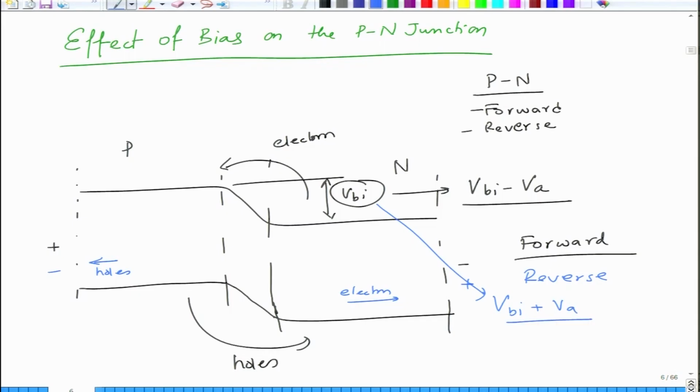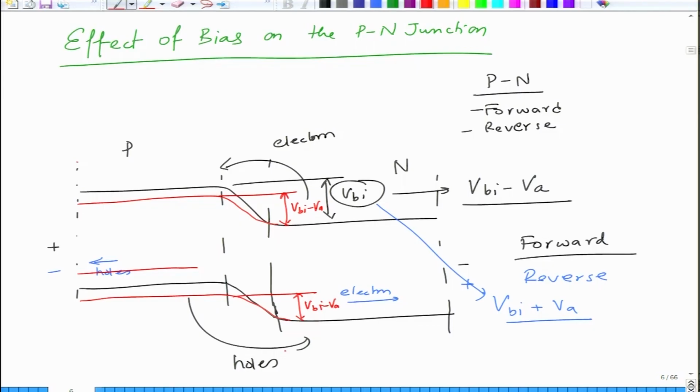VA. So if I want to depict it, if this is at V equal to 0, in the forward bias case it will become like this. Okay, so the junction height has reduced in the forward bias case. Okay, so this is VBI minus VA.